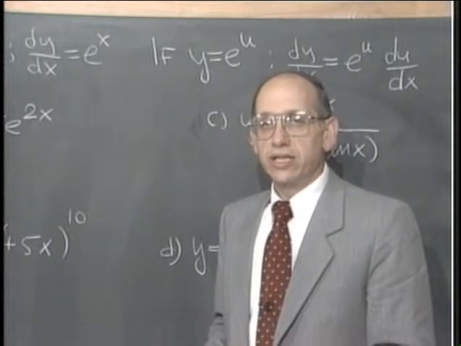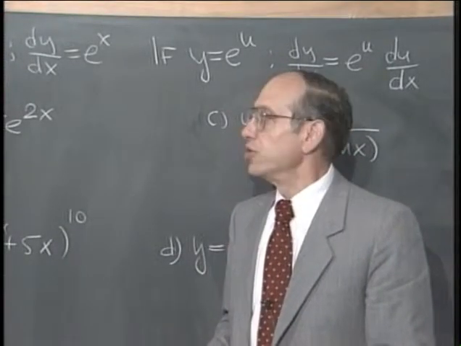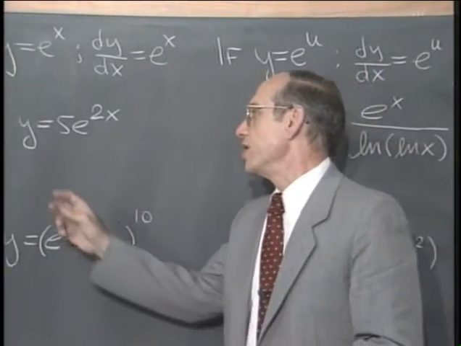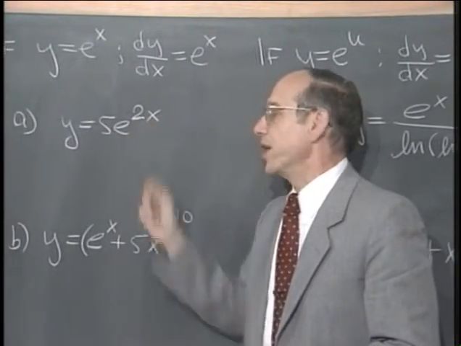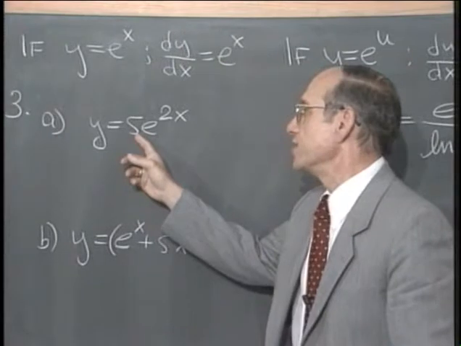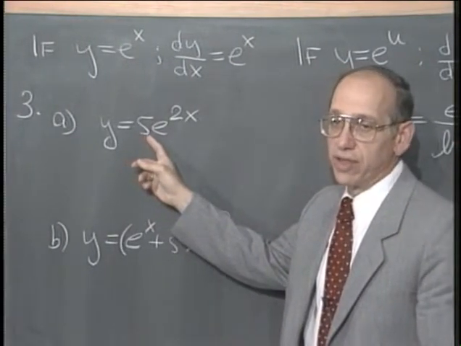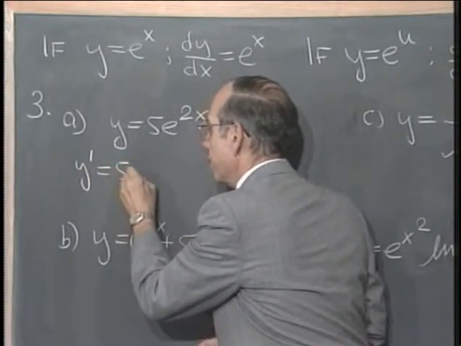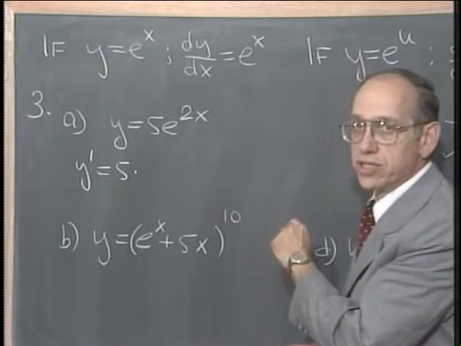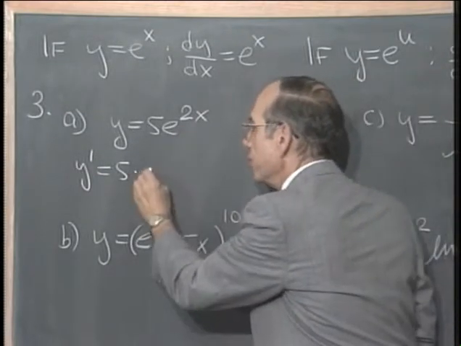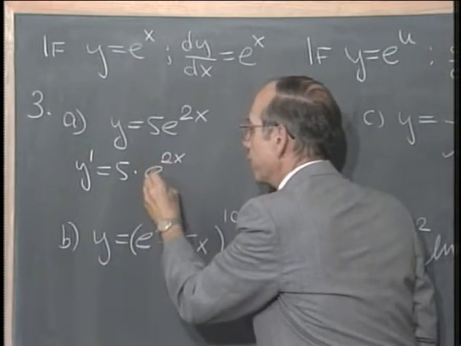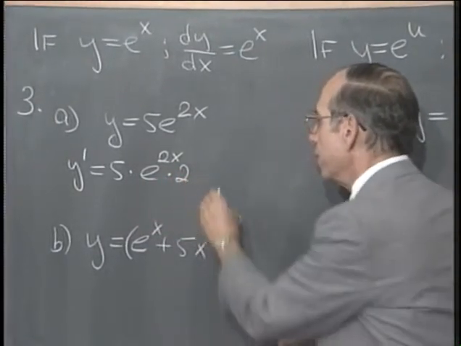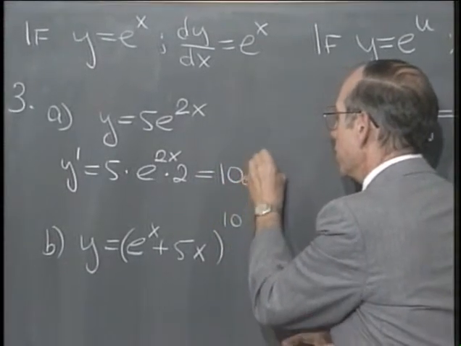All right? Let's take a look at how we apply these simple formulas to problem 3, in particular, problem 3a. In 3a, we have y equals 5e to the 2x power. Well, 5 is a constant, and we know that when we take the derivative of a constant times anything, we just take the constant times the derivative. So y prime is equal to 5 times the derivative of e to the 2x. The derivative of e to the 2x, that's e to the u, so that's e to the 2x, times the derivative of 2x, which is 2. So we have 5 times e to the 2x times 2, in other words, 10e to the 2x.